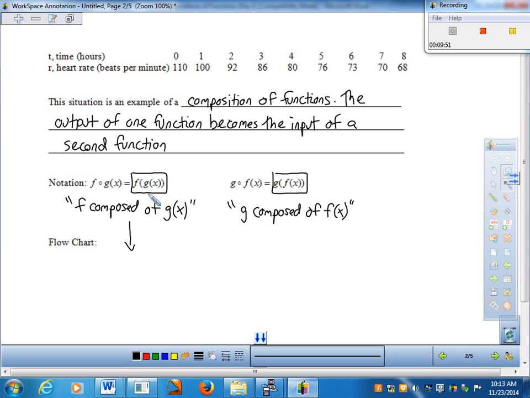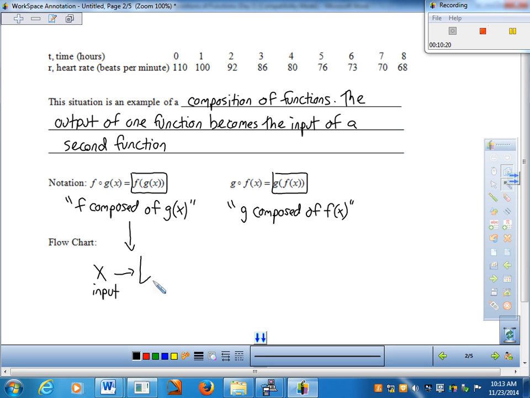And here's the idea. If I want to look at what f composed of g of x means, I always, of course, start with my input. So our most generic input is x. So I start with my first input. Now based on the way this is written, as you can see, our input goes into the g function.